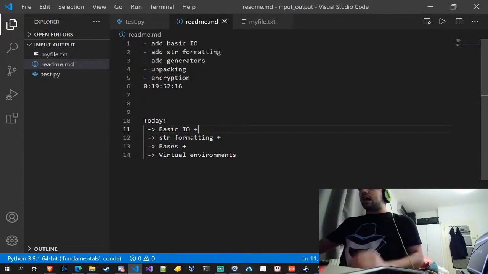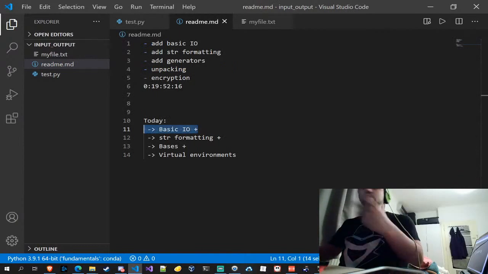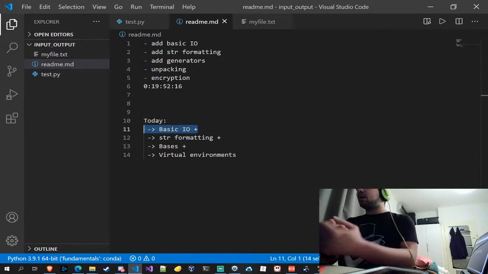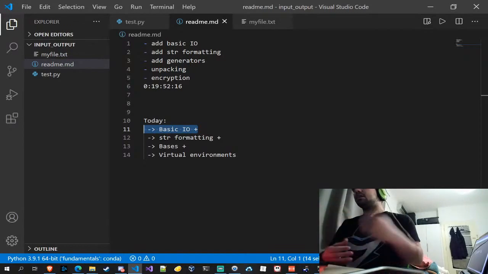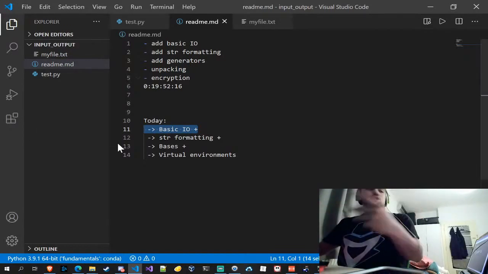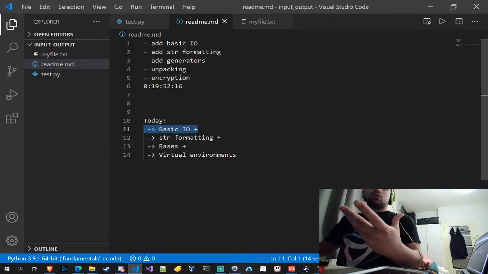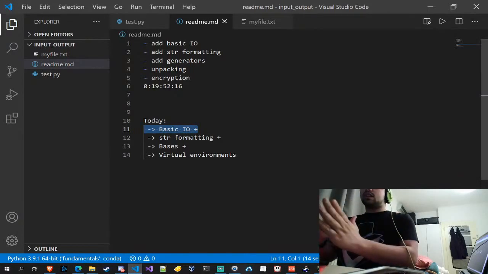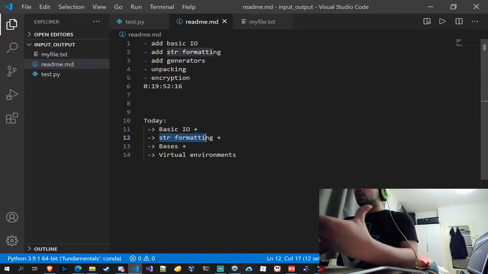So just a little recap. Today we've learned basic I/O, so how to interact with files, reading and writing, so reading from files, writing to files. We also learned how to do these I/O operations on in-memory buffers, so without dealing with files.